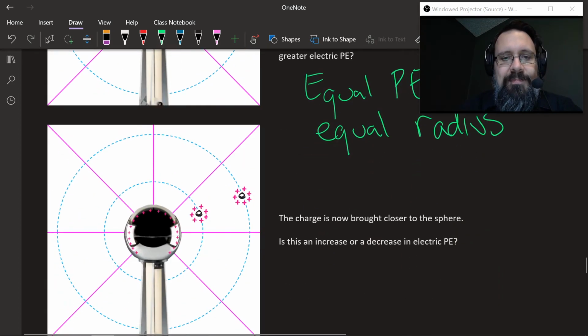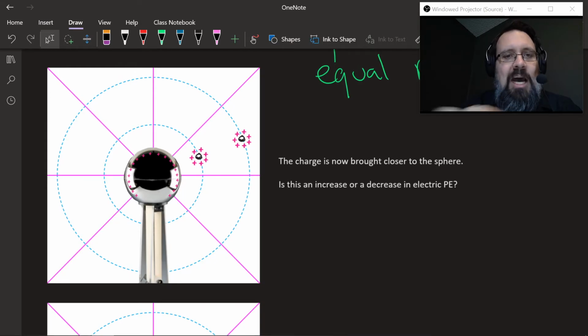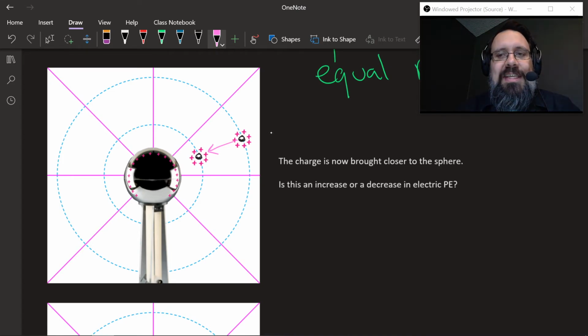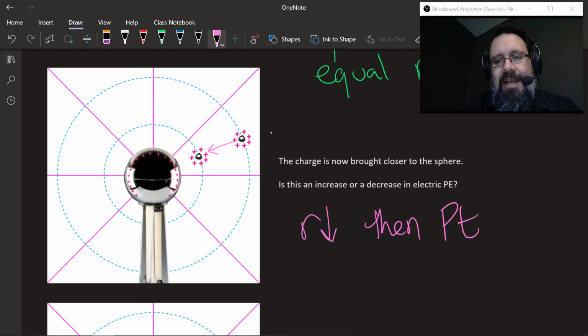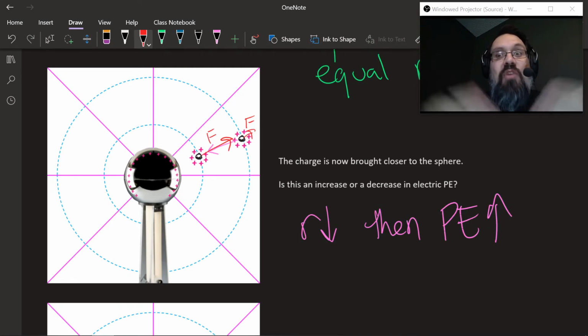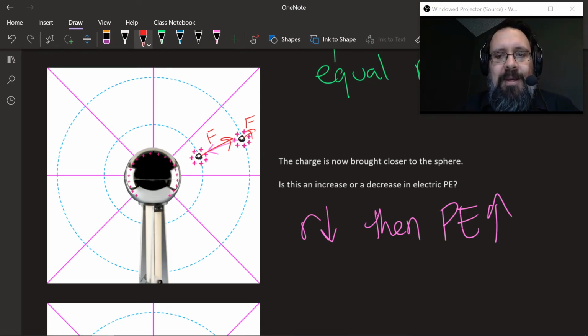Okay, next question. The charge is now brought closer to the sphere. What if I take that charge and move it inward? Now I'm bringing it in closer. Is this an increase or decrease in the electric potential energy? Yep, the potential energy is going to increase. It's being pushed more now. At this distance it was barely being pushed at all, but now it's really being pushed. So there'd be a greater push on it, and it could gain a greater amount of energy when it gets flung off, repelled from it.